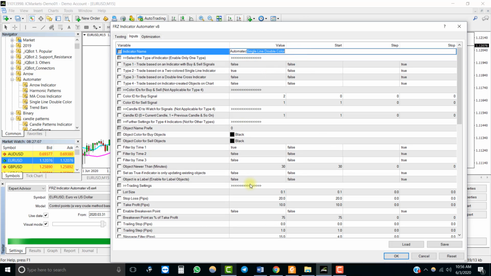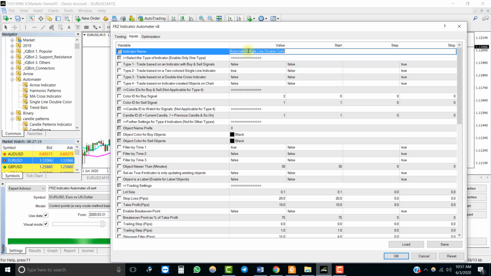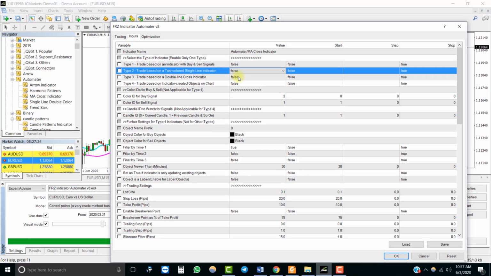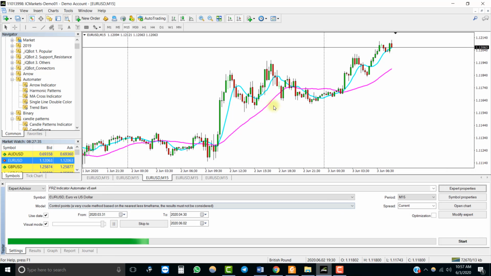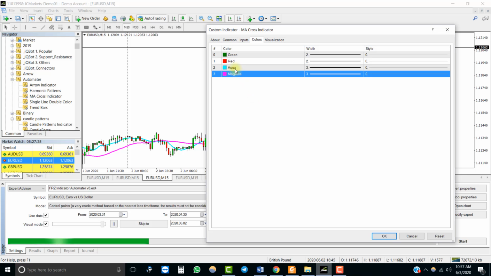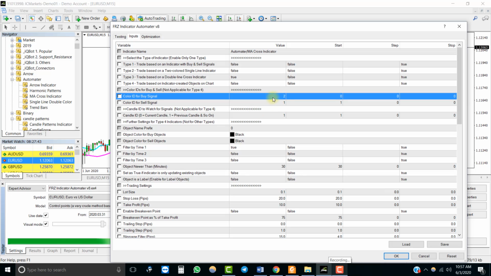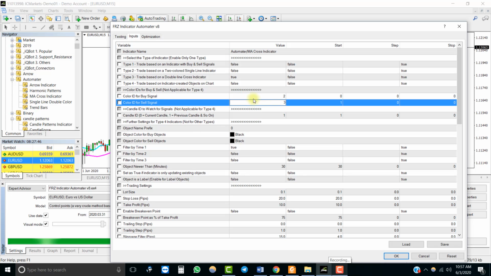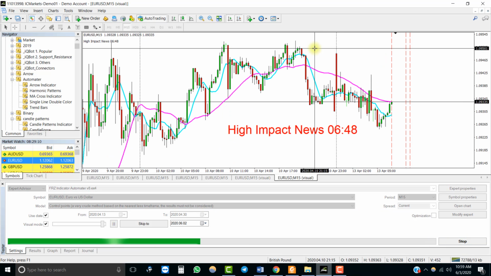First, we need to change the name of the indicator. Name is MA cross indicator. You need to paste the indicator's name there with the folder path, since the indicator is located within a subfolder. Otherwise, you simply paste the indicator name there. Then you have to enable the type 3 and disable others, and also then identify the buffer numbers or color IDs and update the settings accordingly. We leave other settings as default and run the backtest.